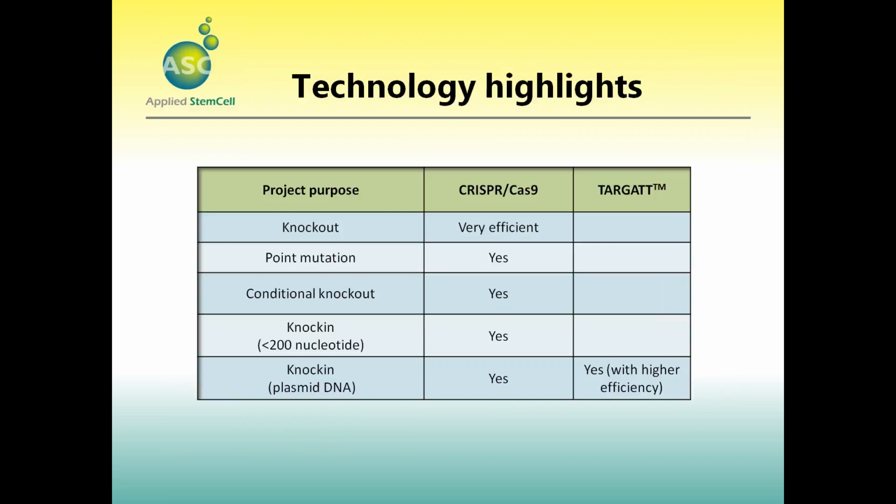By comparing the two technologies, we see that they are complementary, with CRISPR very efficient for knockout, point mutation, and small fragment knock-in. At the same time, TARGATT is more efficient for large fragment knock-in.